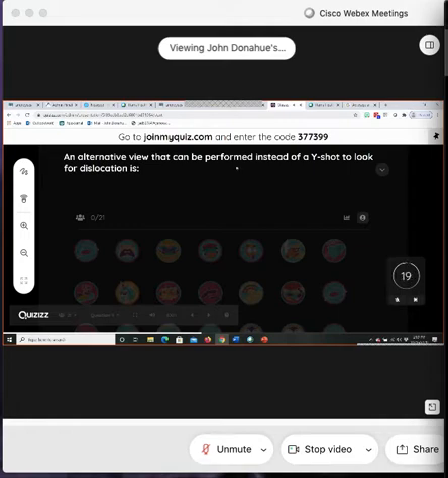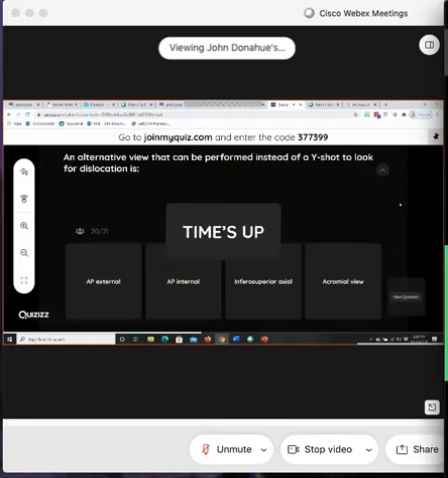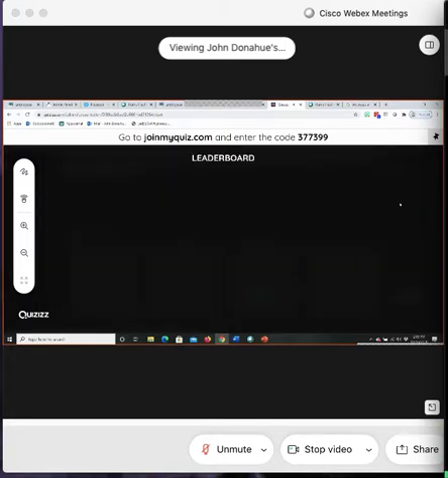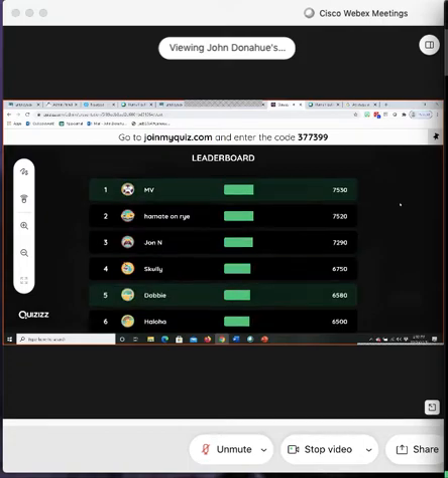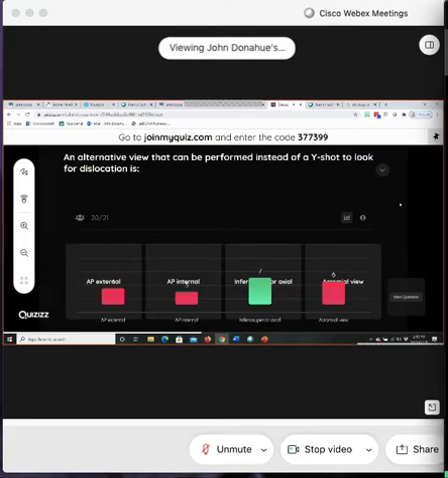An alternative view that can be performed instead of a Y shot to look for dislocation is, it's going to be the inferosuperior axial view. Also goes by another name. Does anybody remember what the alternative name to that view is? Because you will probably see that as well. Inferosuperior axial. Does anybody remember? It's a person's name. Starts with an L.